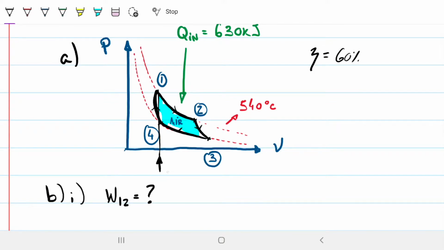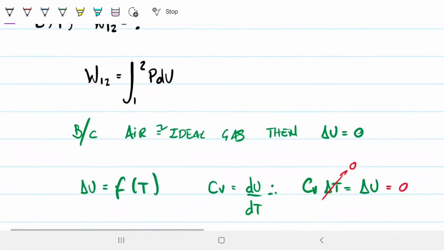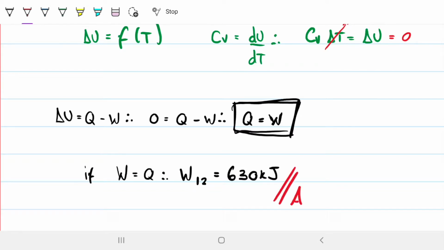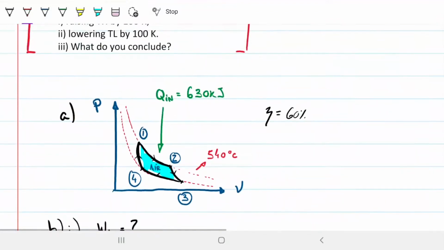So we're going from 1, at this point here on the volume axis, and we end up at this point here. All the energy is being used for that. So if work equals Q, then work from 1 to 2 has to be the same as the energy given from 1 to 2, which we know to be 630. So this is work that the air is absorbing to be able to expand. Cool, next part.